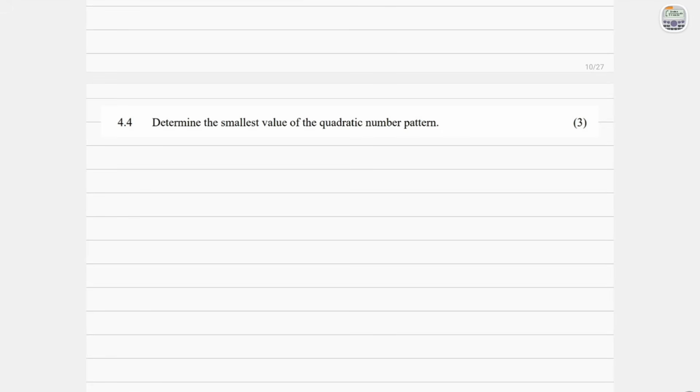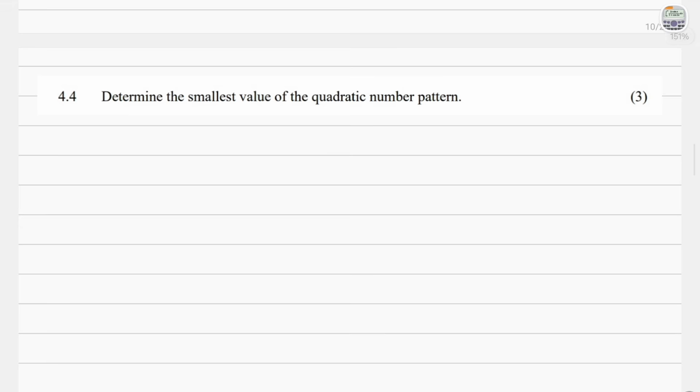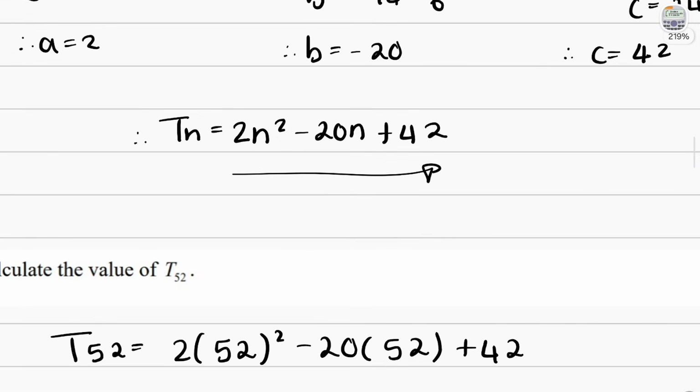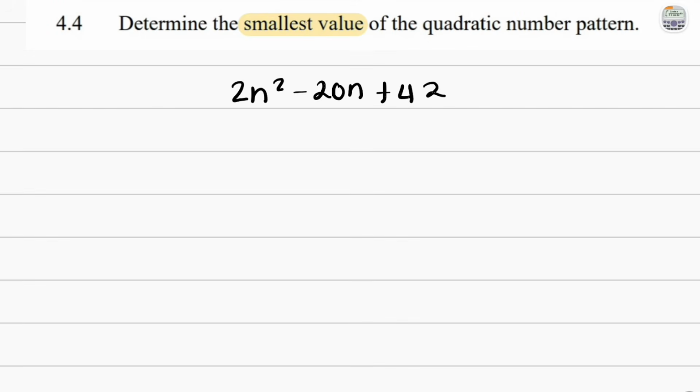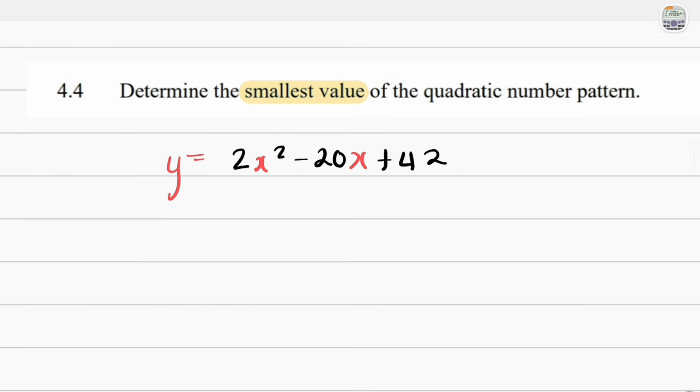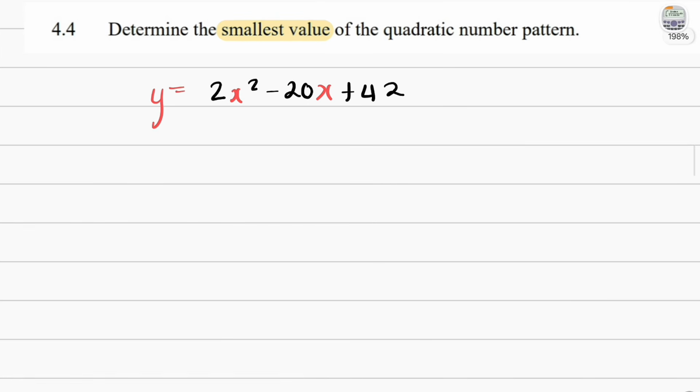The next question, 4.4, says, determine the smallest value of the quadratic number pattern. Think about what your quadratic number pattern would look like if you drew the graph out. If you ignore this part, and in place of n, substitute x, do you see that this is a quadratic expression? y equals this. So this will create a graph, a parabola specifically. And it's going to be a parabola with what type of face? Happy face or sad face? It's going to be a happy face.